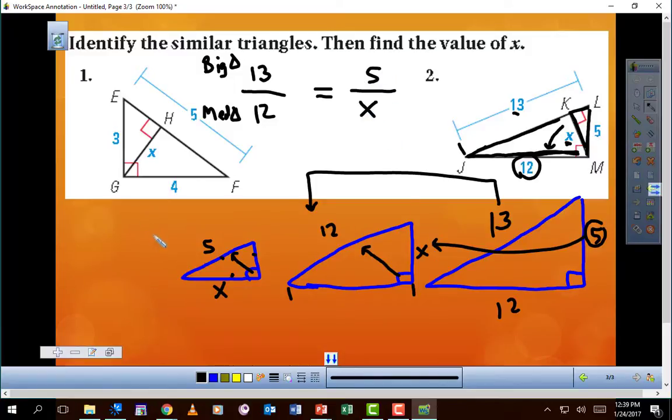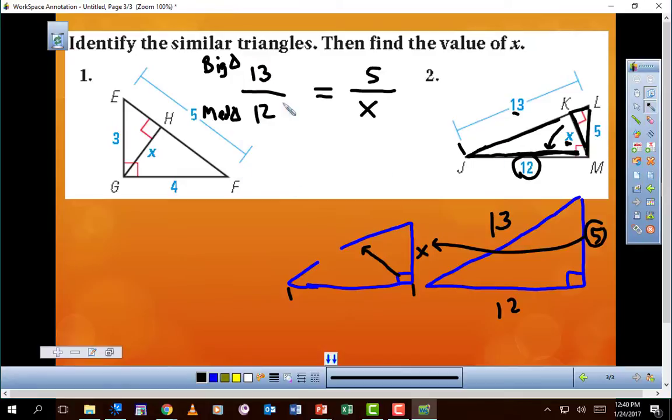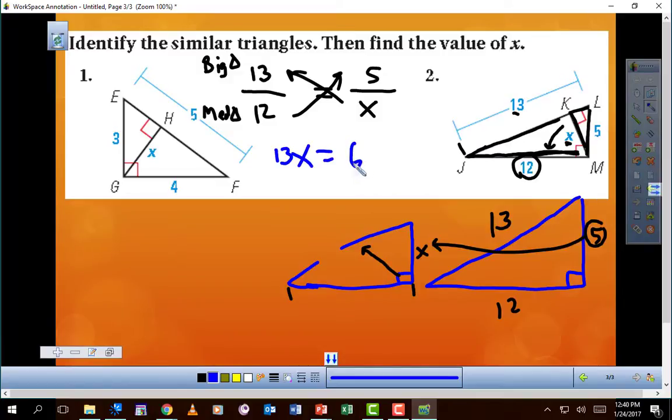Okay? Once you get this set up, it's pretty easy. You just use some basic algebra. So we cross multiply here, cross multiply here. I get 13 times x is equal to 12 times 5, which I think is 60. Then divide by 13 here, divide by 13 here. Can someone do this in their calculator? What do we get? 4.615. That's probably good enough.